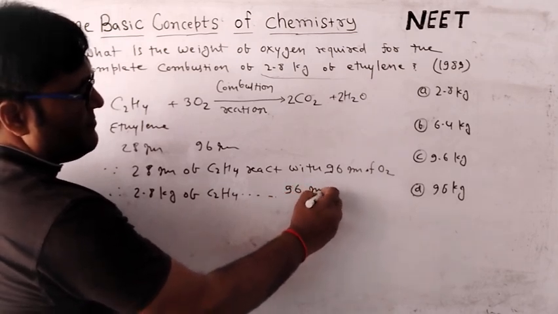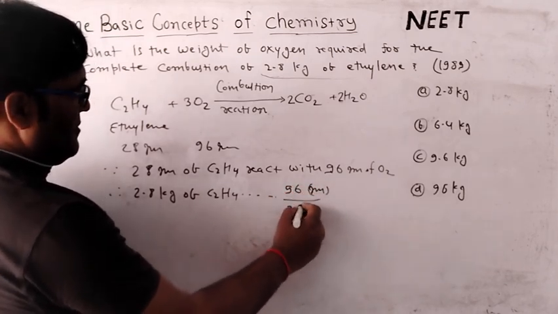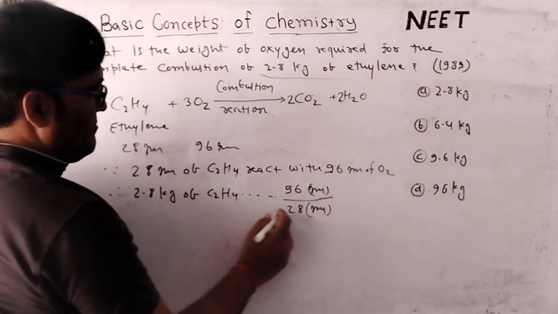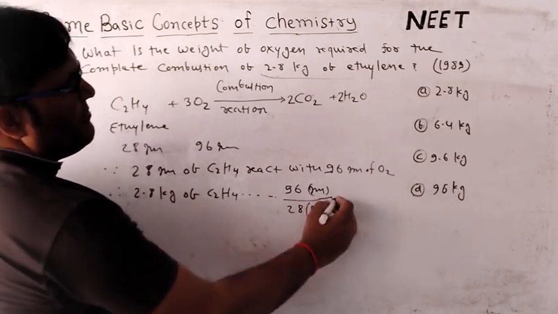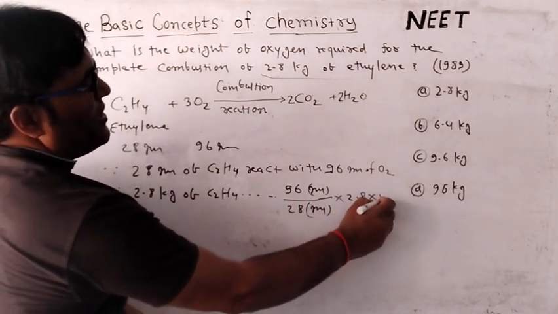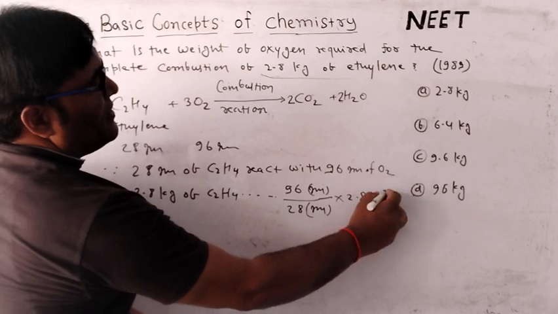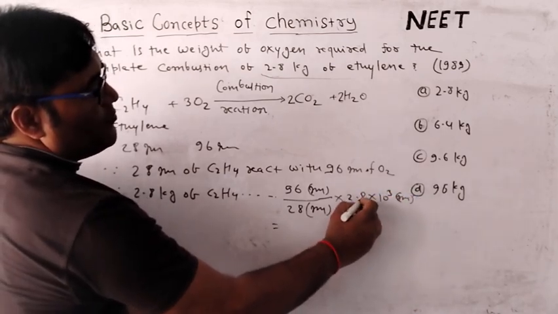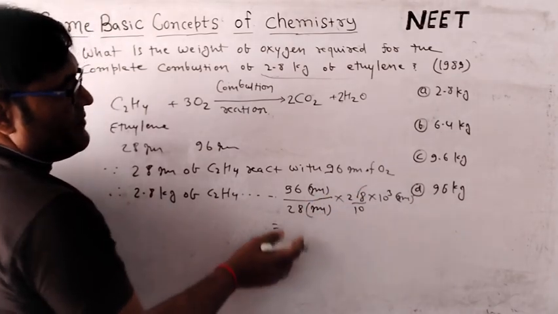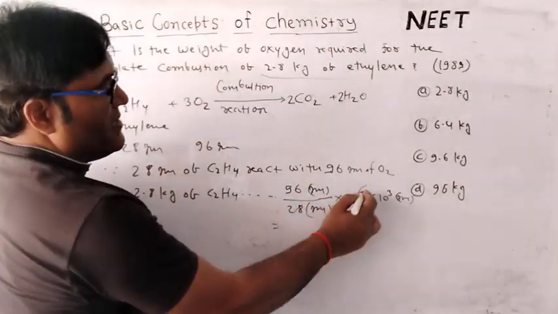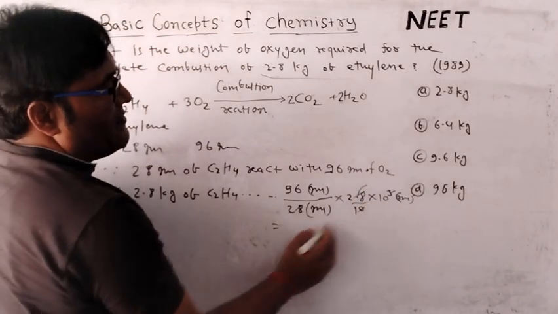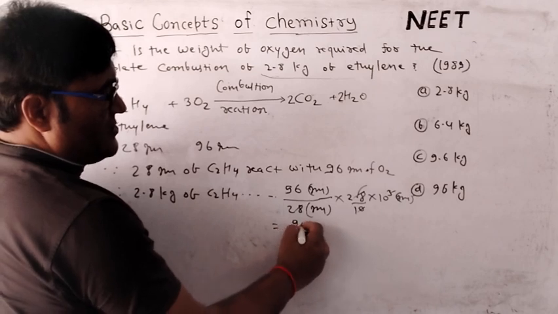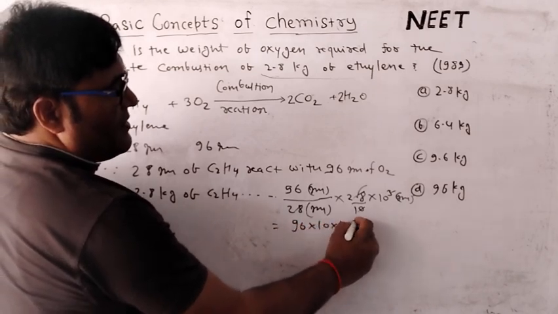96 gram divided by 28 gram and multiplied by 2.8 kg, or 2.8 into 10 to the power 3 gram. Okay. Now 10 is divided by 2.8. A decimal is replaced from this place, and 28 cancel by 28 and 10 cancel by 10. 10 to the power 3. Now 10 to the power 2 is left here. Now 96 multiplied by 10 into 10 gram.